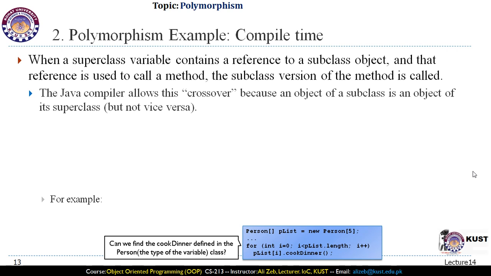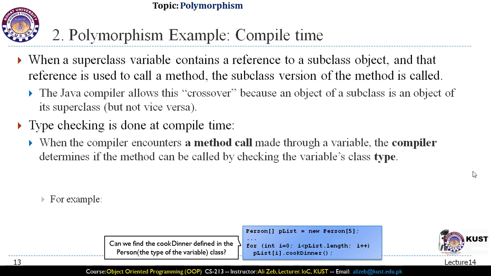What the Java compiler does is it allows this crossover because an object of a subclass is an object of its superclass, but not vice versa. The compiler will need to make sure that if we are trying to call a method that is not there in the superclass but that is there in the subclass, we cannot call the subclass's method using an object of the superclass or a reference to the object of the superclass. And this checking is done at compile time.